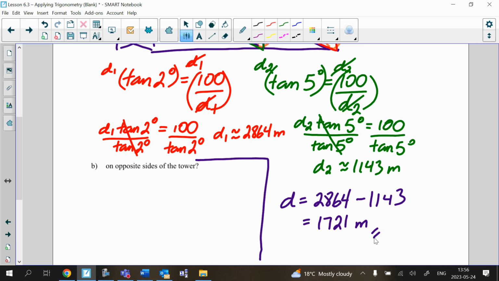Add them. So all you have to do for this is add the two distances you found in A. 2,864 plus 1,143 will give you an answer of 4,007 meters.